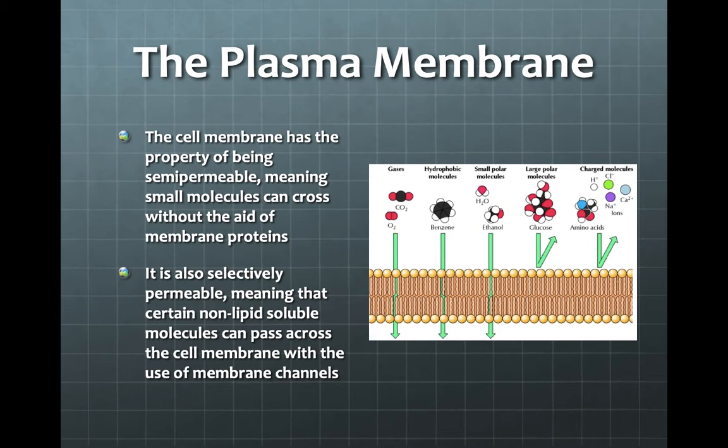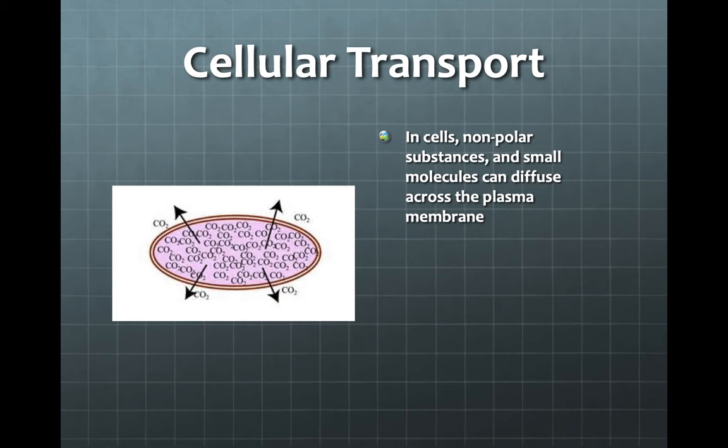So, we already talked about this, but again, it's very, very important. The cell membrane has a property of being semi-permeable, meaning that smaller molecules can cross without the aid of proteins, and it's also selectively permeable because it can use the help of proteins to allow selective material to go through or out. So in cells, non-polar substances and smaller molecules can diffuse across the membrane, like our carbon dioxide and oxygen.